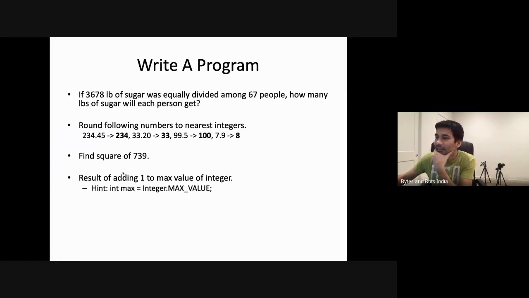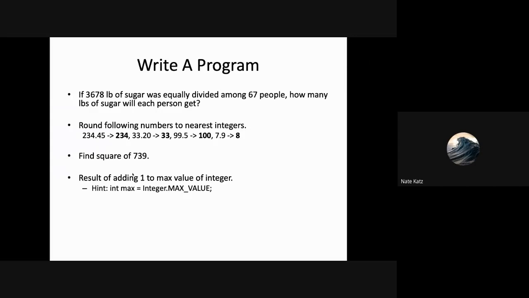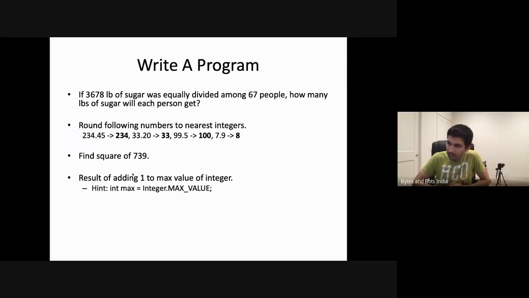Nate. So, the result of adding 1 to the max value of integer. What would the result be? The hint here is you can find the maximum value an integer can hold by calling Integer dot max value. That will assign the maximum value to your int max variable. So what am I trying to find? You are trying to find what will happen if you add 1 to the maximum value of integer.